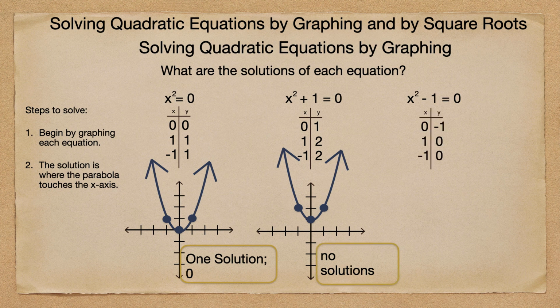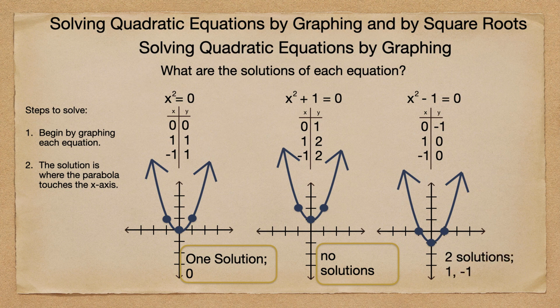For the x squared minus 1, we're going to go ahead and plug in 0, 1, and -1 again, just to test where it's at. And as you can see, this will actually cross the x-axis at 2 points. It'll cross it at both +1 and -1. So this has two solutions, the solutions being 1 and -1.